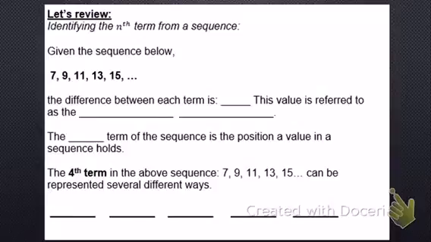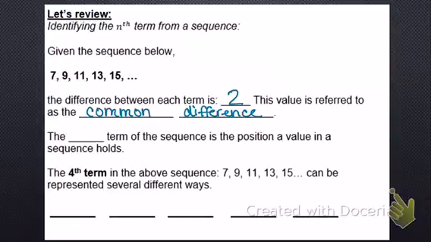Okay, before we get into our lesson, let's review a little bit about the nth term. From a sequence, this sequence we have 7, 9, 11, 13, and 15. So if we look for the pattern, we find that the difference between each term is 2. This value is referred to as the common difference. So let's write in common difference because that's going to be our pattern that we see in between each consecutive term.